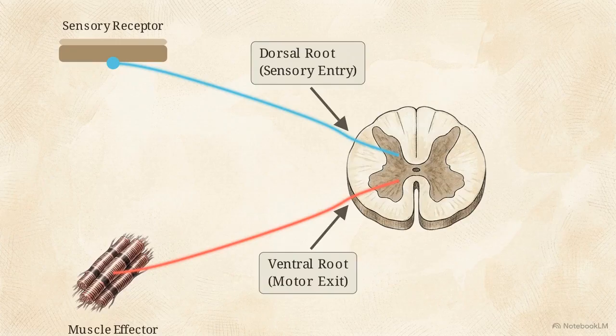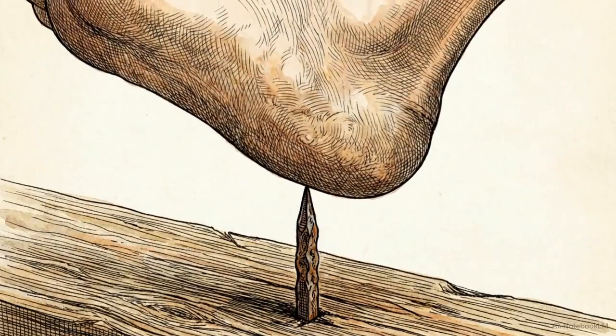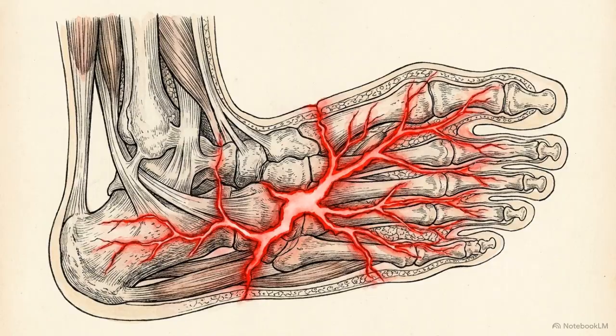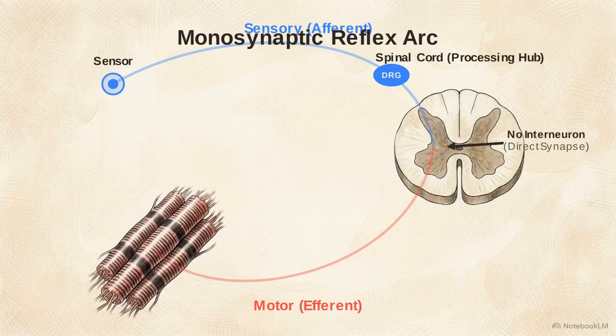If you step on a nail, sending that pain signal all the way up to the brain for cognitive processing introduces supraspinal latency. In a survival situation, those lost milliseconds result in severe tissue damage. This diagram outlines the biological solution, the monosynaptic reflex arc. An incoming sensory signal enters the spinal cord, synapses exactly once, and instantly triggers an outgoing motor command.